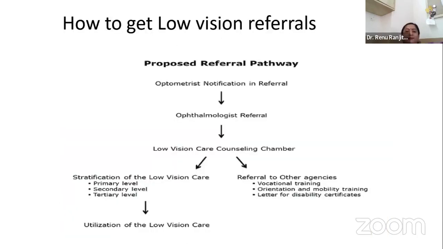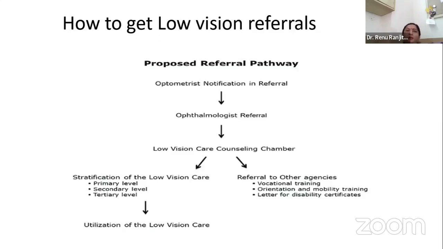Now, how to get referrals? Okay, many people I speak to ask, how do you get referrals? So this is from one of the studies published in the Indian Journal of Ophthalmology in 2019. It is based on the referral criteria only. So this is the one graph. But personally, I am telling you guys, there are many ways. You need to be very clear about what we are doing.